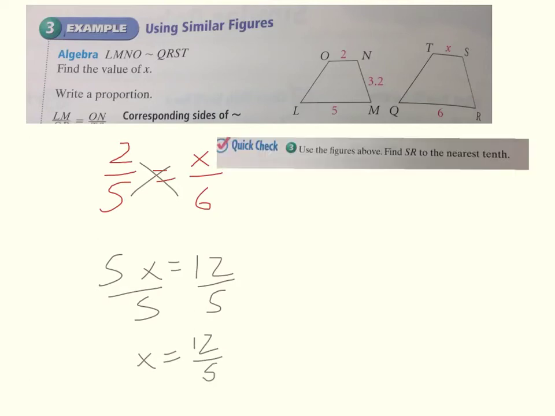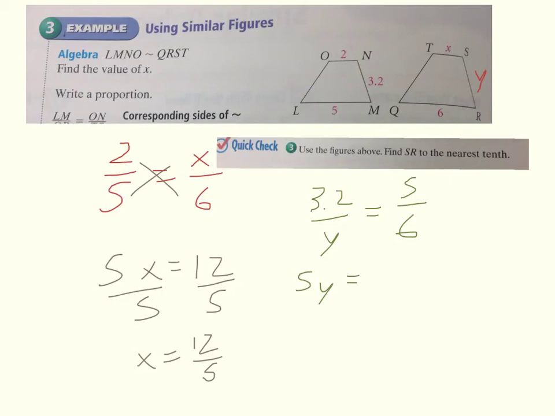Quick check number 2, they're asking us to find the value of SR, which I shall call y. Please pause the video while you try to figure out y. Again, we're going to set up a proportion. This time, I'm going to use the proportion 3.2 over y has to equal 5 over 6. And then, of course, we do cross products.